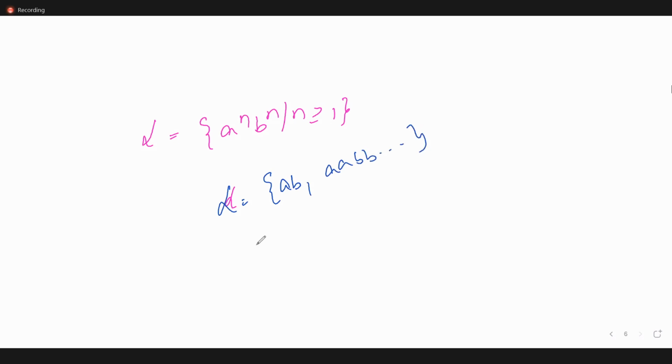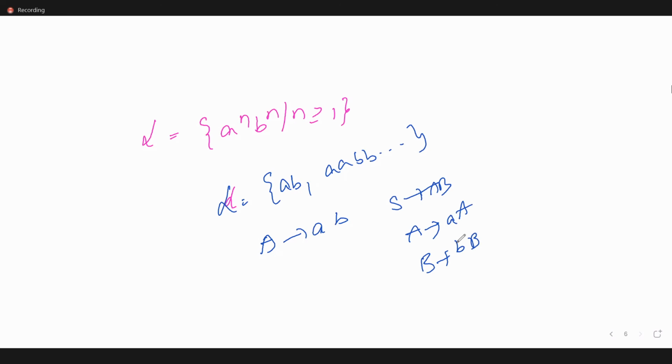Productions: A tends to AB. B tends to small b, ma'am. Capital B tends to small b. But I got S tends to A, ma'am. Now I doubt. See, this is completely wrong. Simple thing: S tends to capital AB. A tends to small a capital A. B tends to small b capital B.